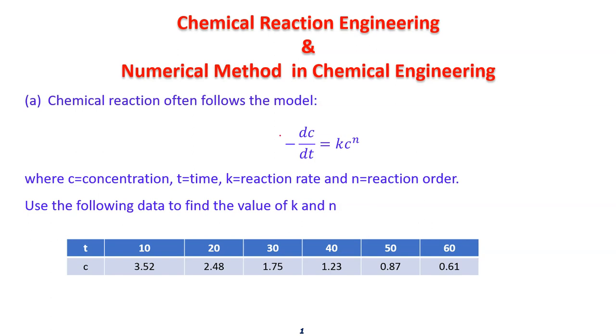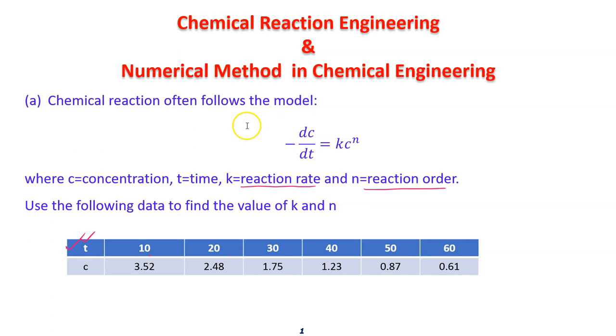Now here the model is given: minus dC by dt is equal to K C to the power n, and the data are given. Time t is equal to 10, 20, 30, 40, 50, 60, and the concentration C is 3.52, 2.48, 1.75, 1.23, 0.87 and 0.61. Now here we have to find out the value of K, the reaction rate constant, and the order of the reaction.